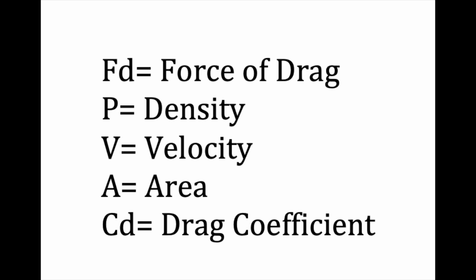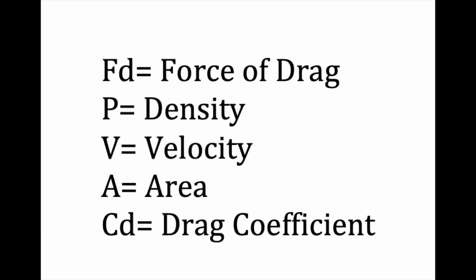FD is the force of drag, and that's what we're trying to find. We're trying to find this force of drag because ultimately those arrows need to overcome that force of drag. P is the density of the substance that's being penetrated. V is the speed, or velocity in this case. A is just a reference area. Reference area is talking about where you end up hitting.